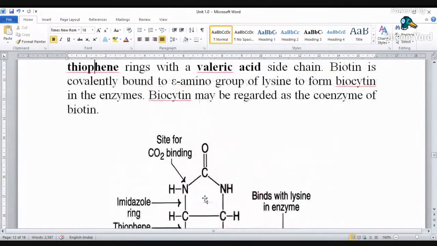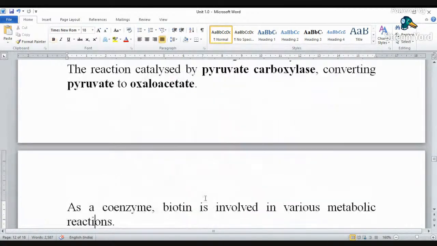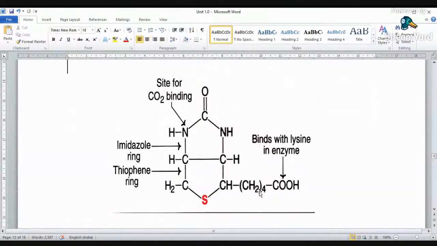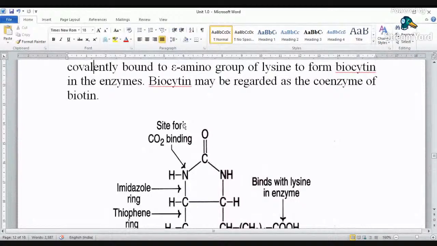With valeric acid side chain. त्याची जी चेन आहे ही खालची जी साइड चेन आहे बघा, (CH2)4 COOH. This (CH2)4 is the valeric acid side chain and this nitrogen atom is for binding the CO2, म्हणजे it is involved in the carboxylation reaction. This is the site for CO2 binding. This nitrogen atom binds to CO2 in the carboxylation reaction.